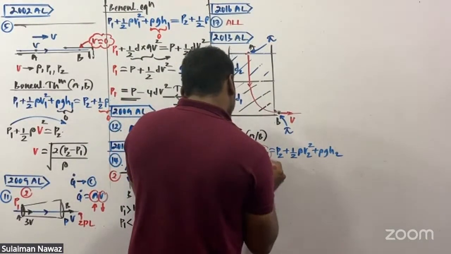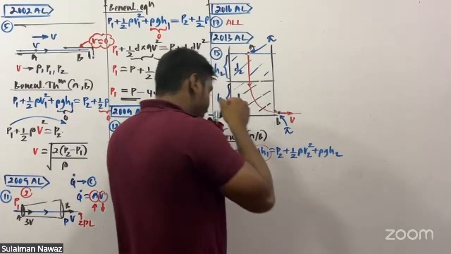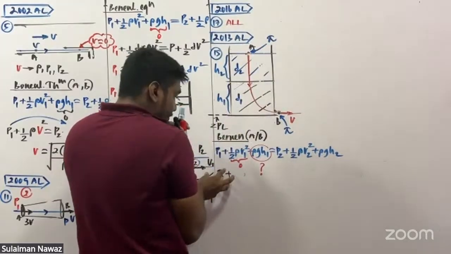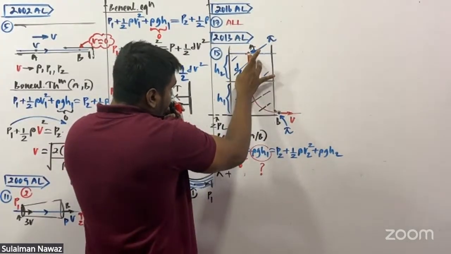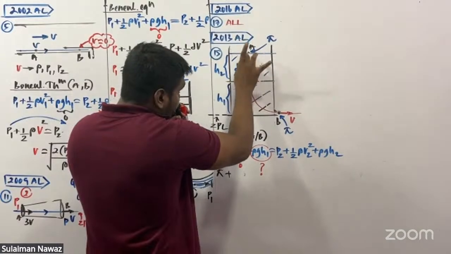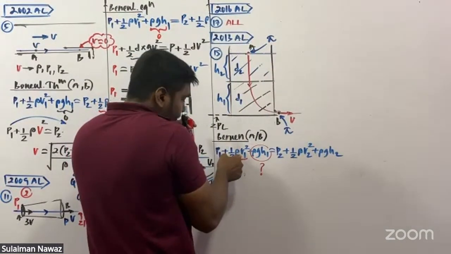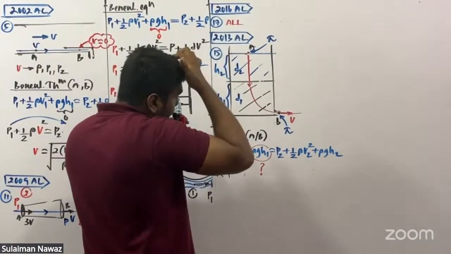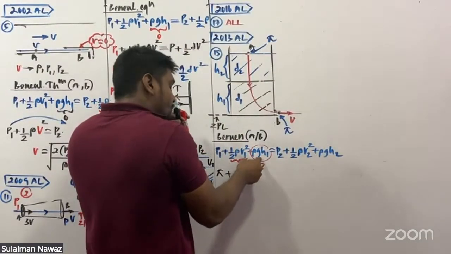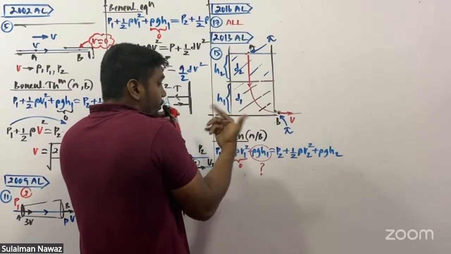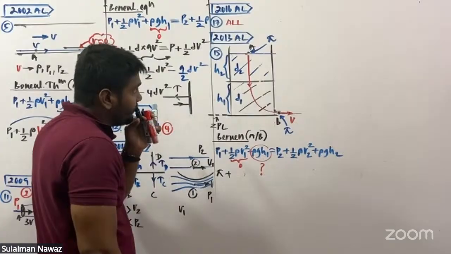Rho g h1 term. Some people might be wondering, sir, P1 is equal to the atmospheric pressure, that's okay. Since the velocity of the fluid particle at A is 0, the half rho V1 squared term is 0. That is also very clear. So, rho g h1 means what? Potential energy per unit volume. What is going to be that term?